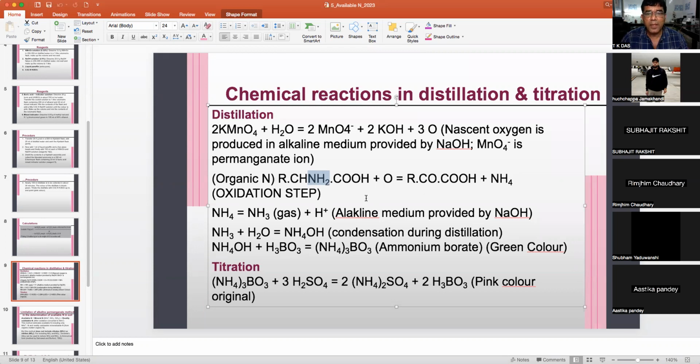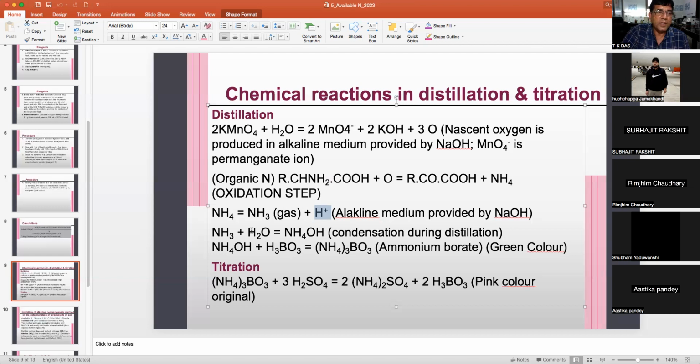So you can see this NH4 is formed, and then this NH4 can be converted into ammonia. When you start heating, it will be ammonia and H ion in alkaline medium provided by NaOH. Distillation is continuing, then ammonia moves with the water. Initially, it will escape as ammonia, but water vapors are also there. Both are going together through the same tube, reaching the boric acid mixed indicator.